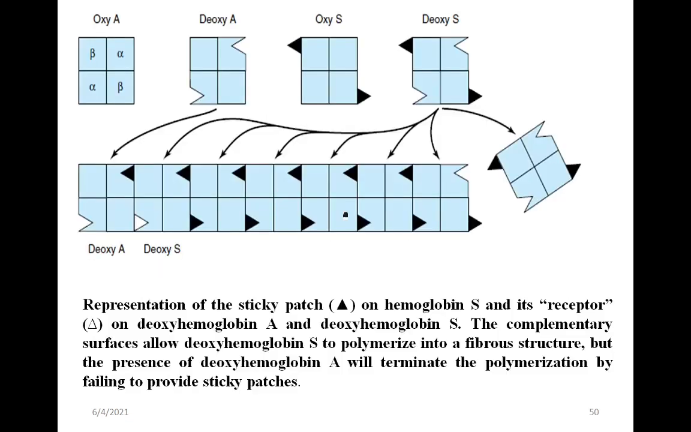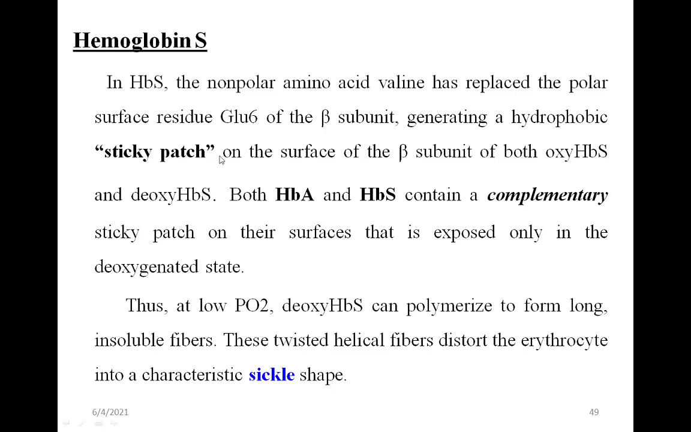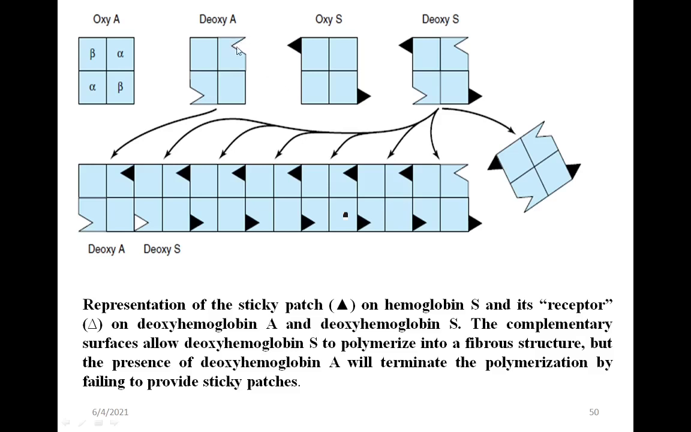This is the hemoglobin with two alpha chains, and this is the oxyhemoglobin, this is the deoxyhemoglobin. I have mentioned the sticky patch on the surface of the beta subunit of both oxy and deoxyhemoglobin S. And both hemoglobin A and S contain a complementary sticky patch on their surface, the binding area. This is the complementary binding area, the binding area for the sticky patch.